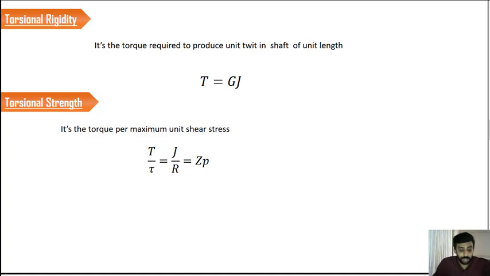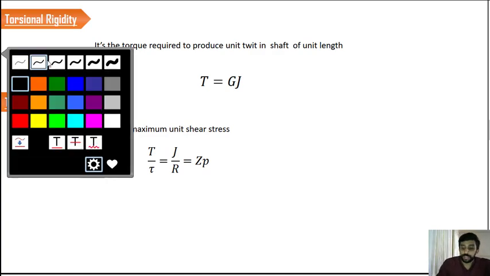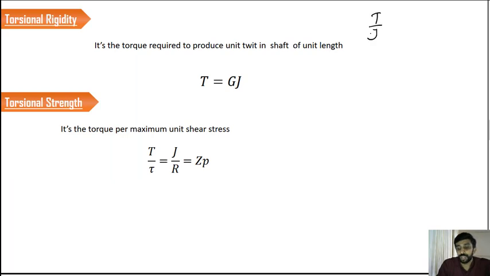So in the previous class we have discussed the torsion equation, which was nothing but T by J is equal to tau by R is equal to G theta by L, and we have discussed the various terms, or the nature of the terms, that we use in the torsion equation. Now let us discuss the torsional rigidity.